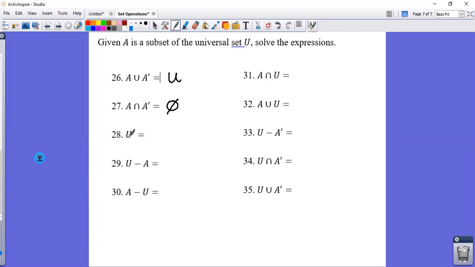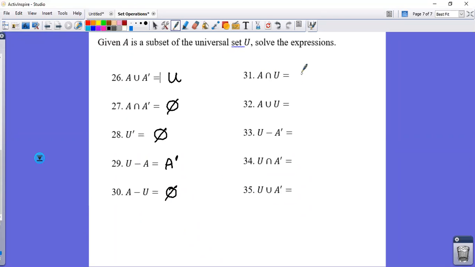What's the complement of the universal set? Well, the universal set has everything, so the complement would have nothing. If you have everything and you take out A, you would be left with the complement of A, everything that's not in A. If you take A and you subtract the universal set, then everything that's in A is going to be subtracted out because it's in the universal set. So you'd get nothing.